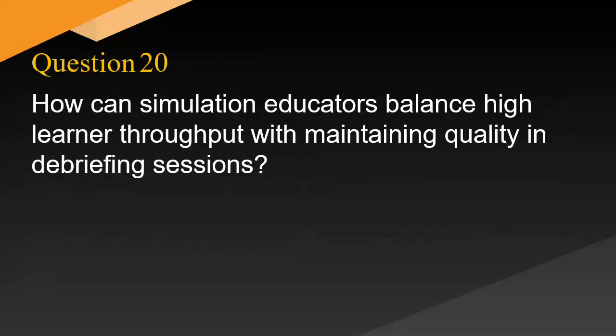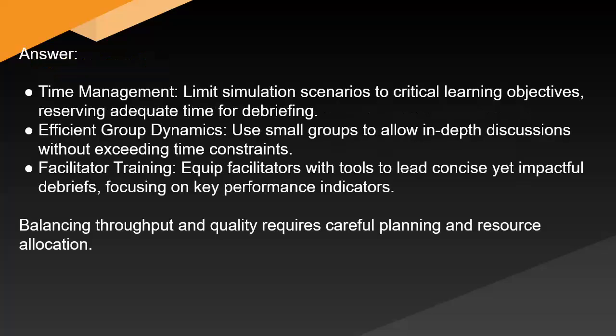How can simulation educators balance high learner throughput with maintaining quality in debriefing sessions? Answer. Time management. Limit simulation scenarios to critical learning objectives, reserving adequate time for debriefing and efficient group dynamics. Use small groups to allow in-depth discussions without exceeding time constraints. Facilitator training. Equip facilitators with tools to lead concise yet impactful debriefs, focusing on key performance indicators. Balancing throughput and quality requires careful planning and resource allocation.